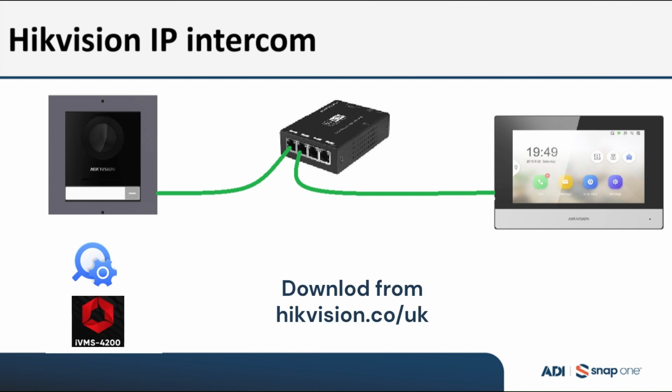Just go to hikvision.com/UK and download the software. Go to the search bar at the top, type in SADP, Sierra Alpha Delta Papa, and search for the software. And for iVMS, again, iVMS-4200, and install it. It's for a Mac or a PC. Install the correct software.